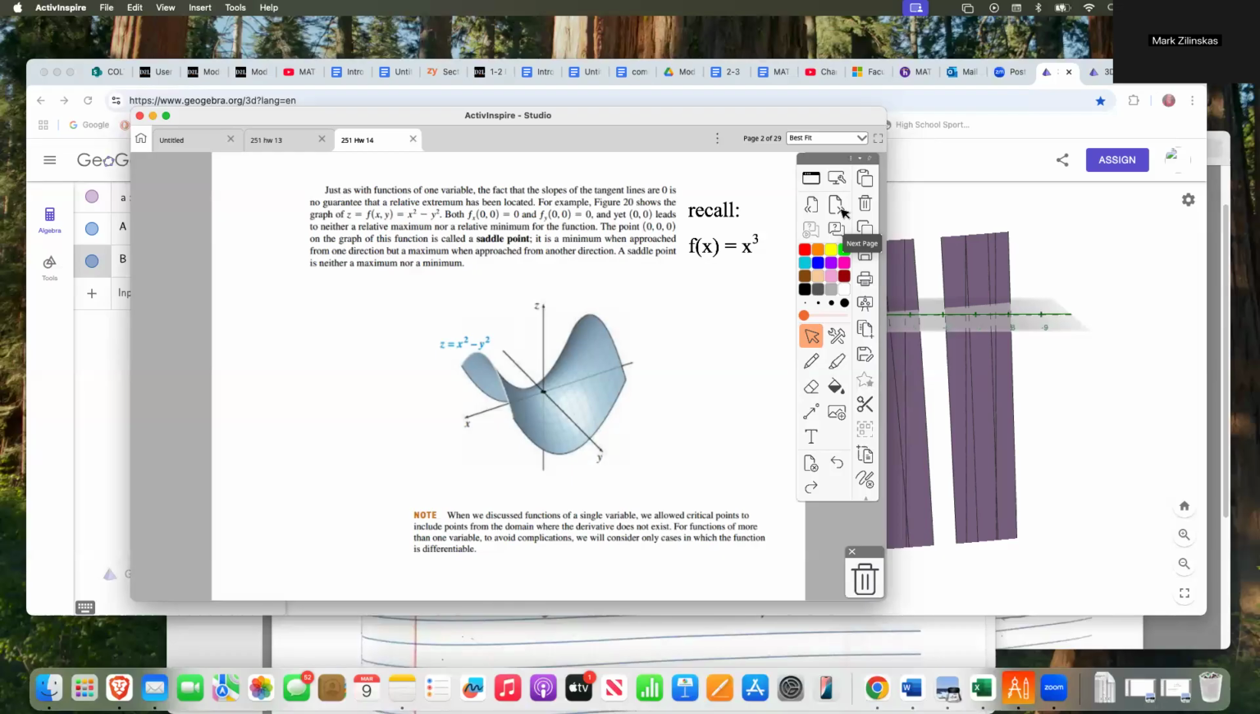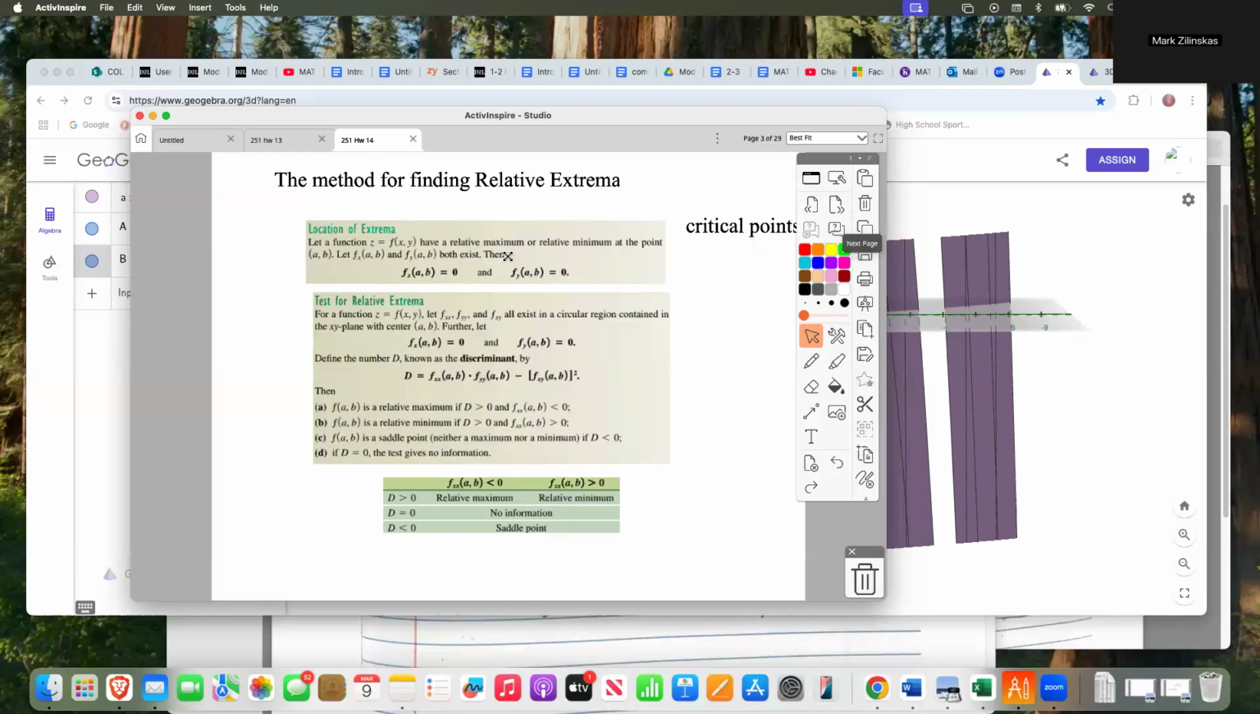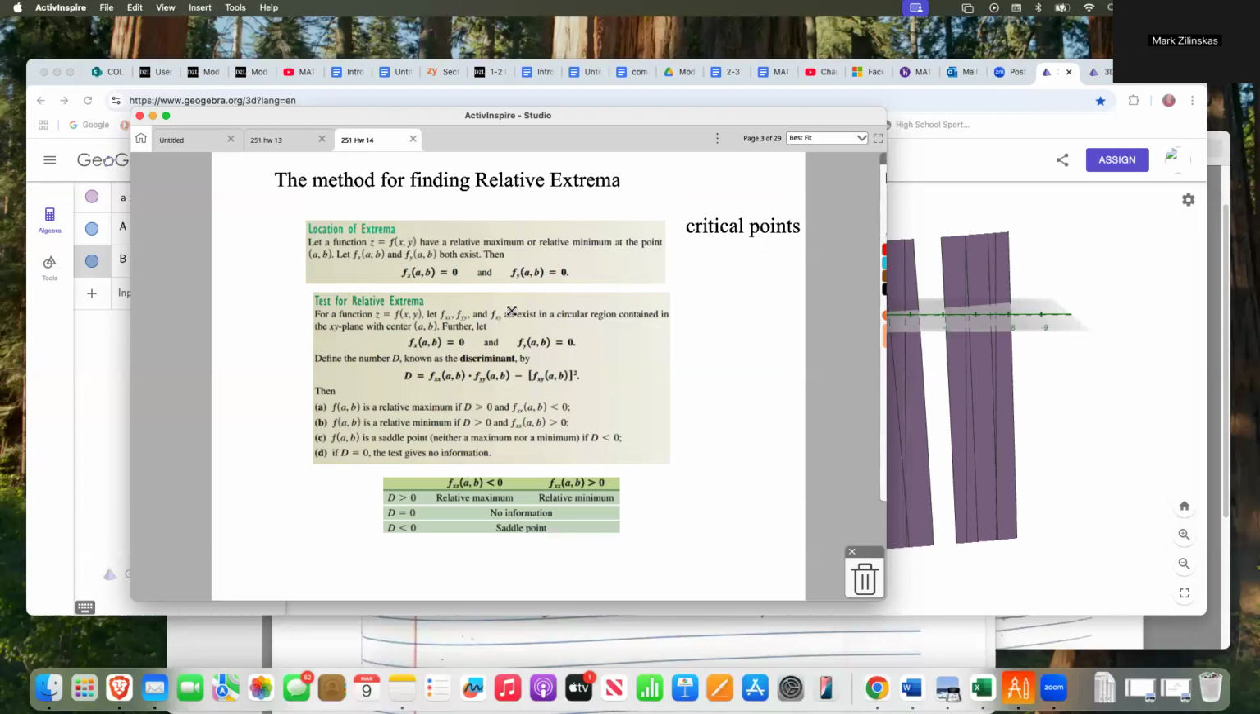So how do we do this? Well, I've got a couple of examples following here, but this is the basic procedure, okay? The first thing we're going to do is find the critical numbers, or critical points. And that's going to occur for x and y where the partial with respect to x and the partial with respect to y are zero, okay? That's where those tangent lines would be zero.